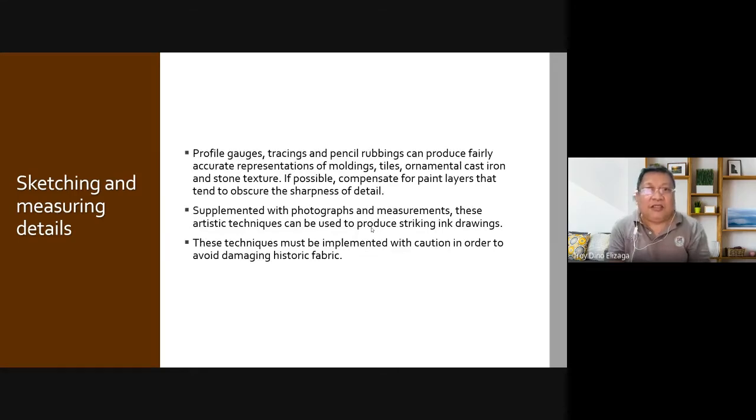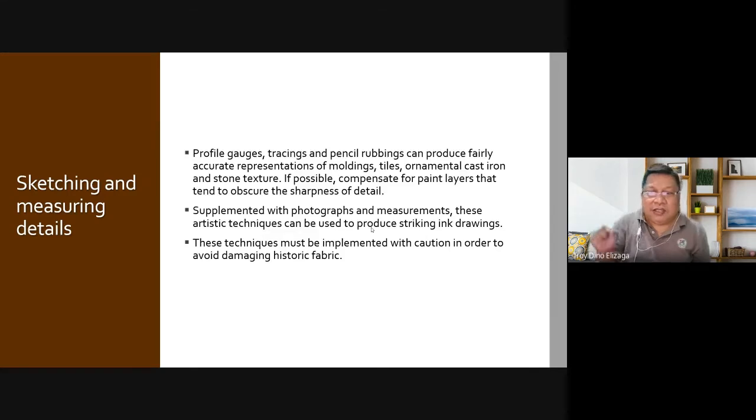Profile gauges or the profile comb that I showed you earlier, tracings and pencil rubbings can produce a fairly accurate representation of moldings, tiles, ornament, cast iron, or stone structure. If possible, compensate for paint layers that tend to obscure the sharpness of details. Sometimes there are very small carvings, but they paint over them, and after so many centuries and so many layers of paint, those details are no longer there. It's covered with paint, so you see fewer details.